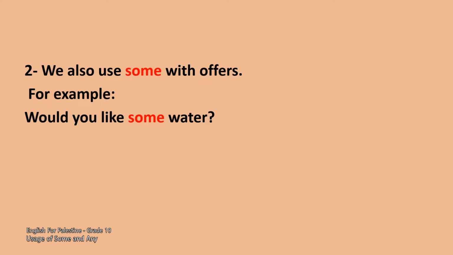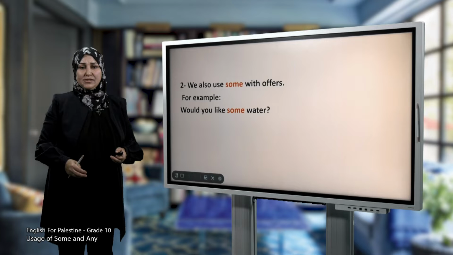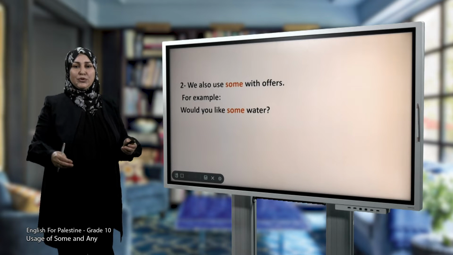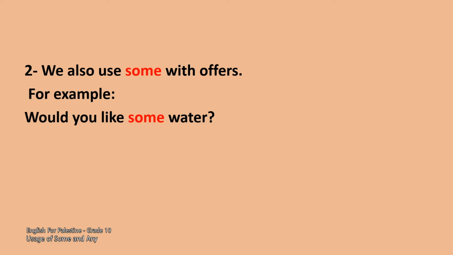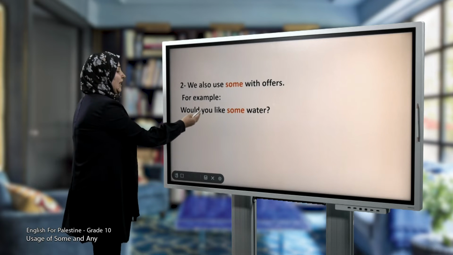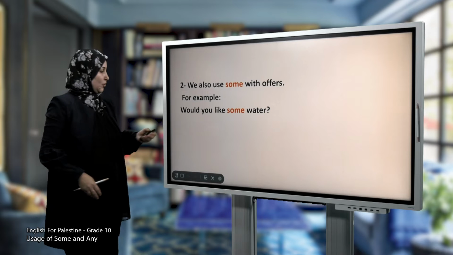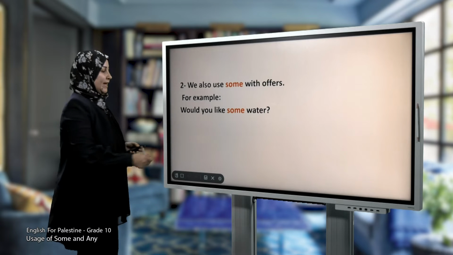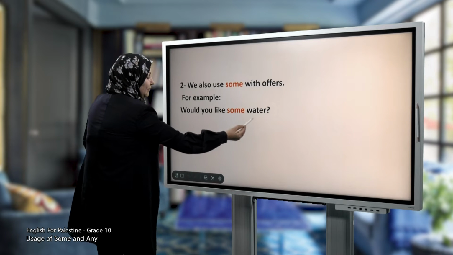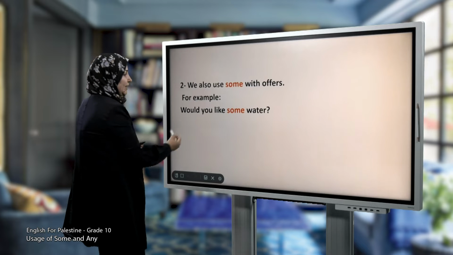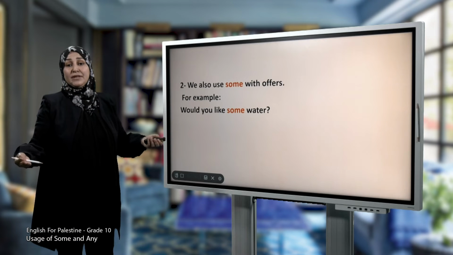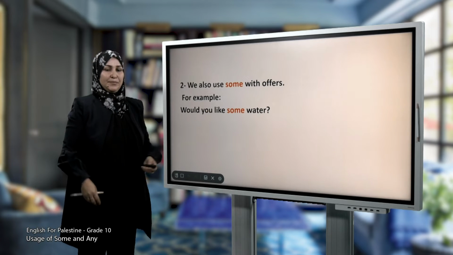We also can use some with offers. What do we mean by offers? Offers mean that we use the form would you like. For example, would you like some water? Here the word water is uncountable, but here we have would you like. This is the form of an offer, so we use some.